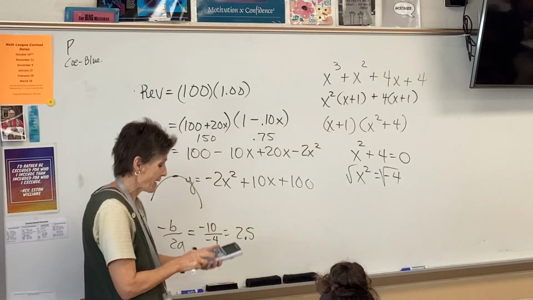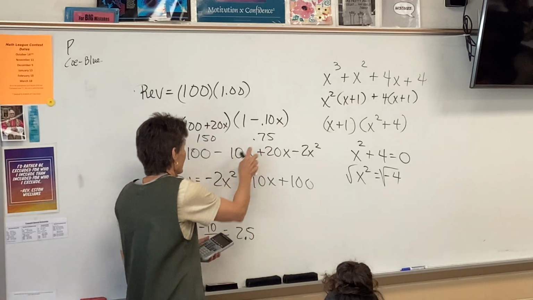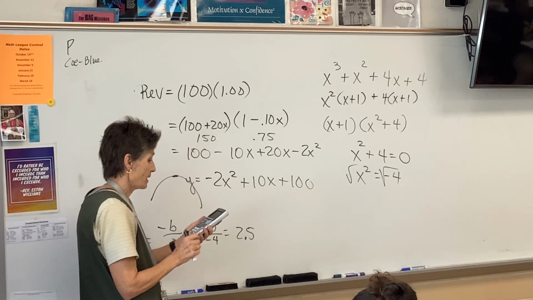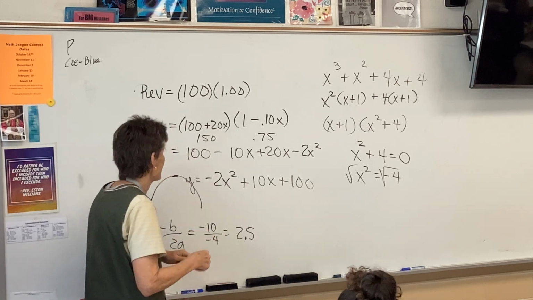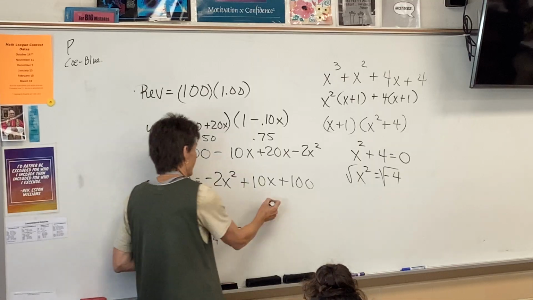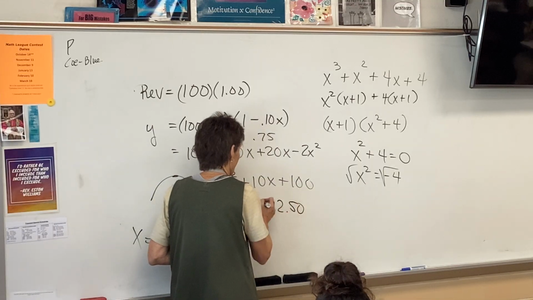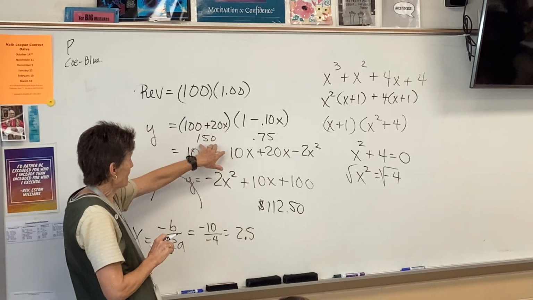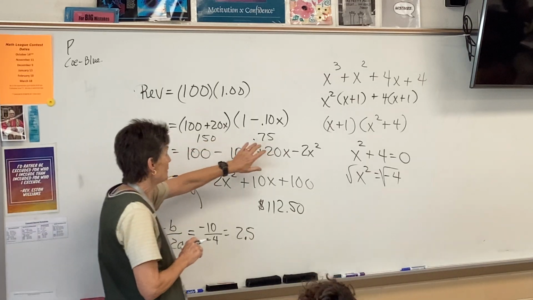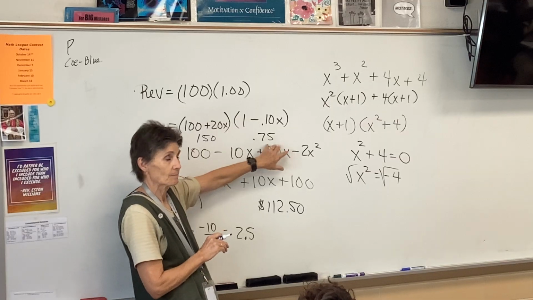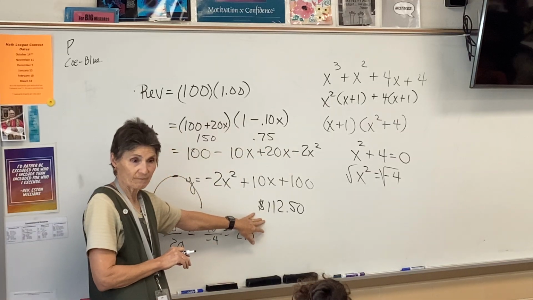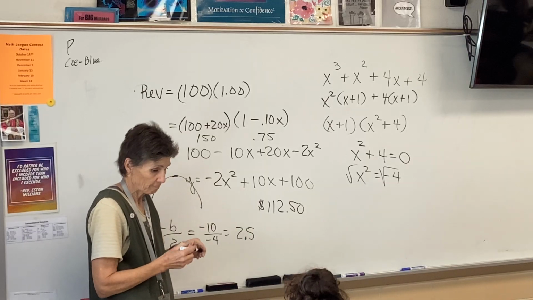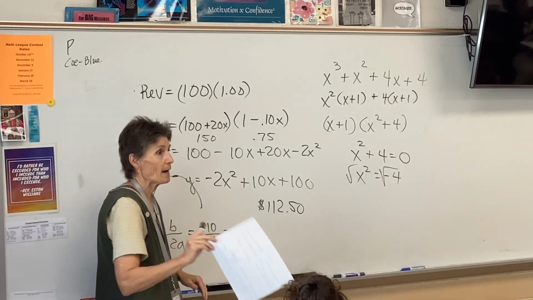What is the maximum revenue? I gotta multiply those. And it's $112.50. At the vertex, I'm gonna sell 150 sheets of paper for 75 cents each. That's gonna be my profit, or my income. Anybody have a question about that?